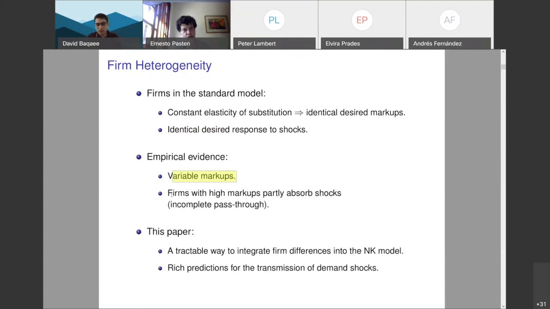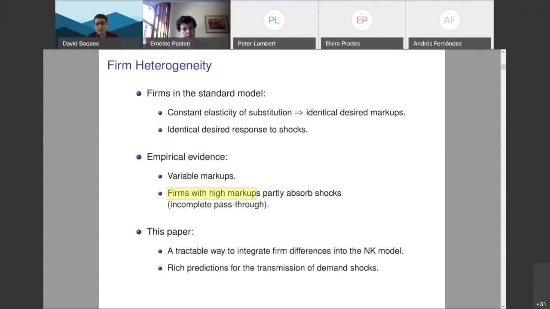Furthermore, there's also a lot of evidence that firms with high markups have the ability to absorb cost shocks into their markup. So if you're a firm that's charging a high markup and you get an increase in your costs, in the data, what we tend to see is that those increases in cost don't get transmitted into the price one for one. Instead, firms adjust their markups. They eat some of the cost into their margins, and so their price rises by less. And this is called incomplete pass-through.